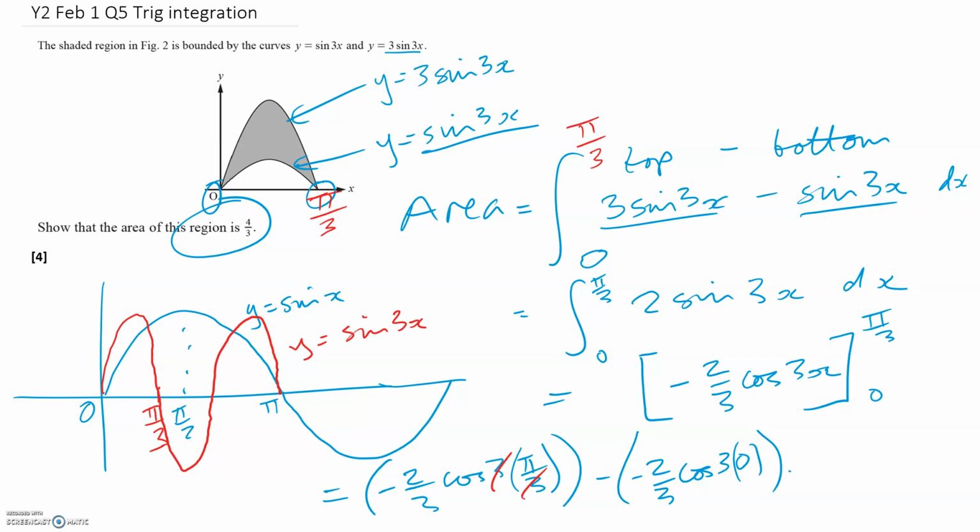So the first bracket will give you minus 1 times minus 2/3, which is plus 2/3. And then the second bracket, 3 times 0 is obviously 0, and cos of 0 is plus 1. So when we do 1 times minus 2/3, we've still got minus 2/3. So we end up doing plus 2/3 minus minus 2/3, which is 4/3, which is what we were asked to show in the question.